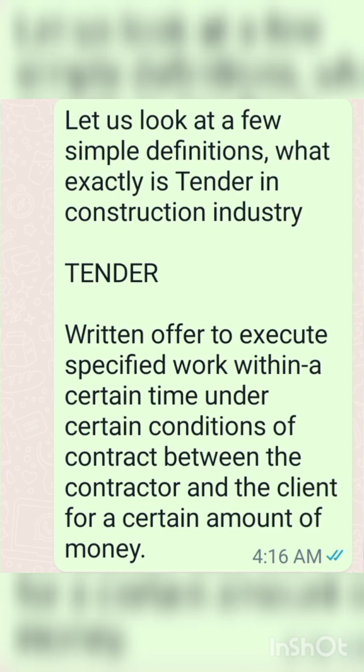Let us look at a few simple definitions in the construction industry. What exactly is a tender in the construction industry? A tender is a written offer to execute a specified work within a certain time under certain conditions of contract between the contractor and the client for a certain amount of money.